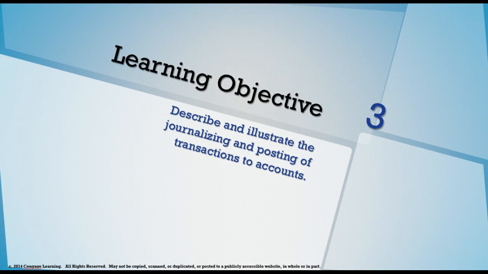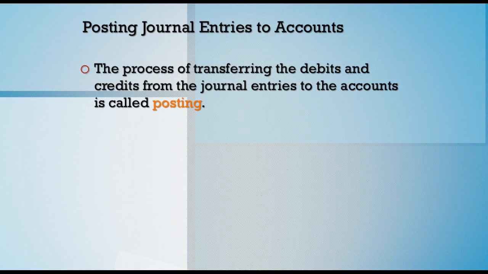So here we go. We'll give some examples, and this would be what I would call the third step in the accounting cycle. This is called posting, and this is where you're taking debits and credits from the journal entries and putting them into the accounts in the ledger. This is called posting.